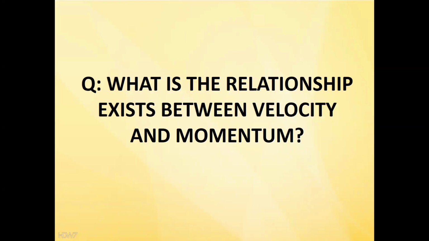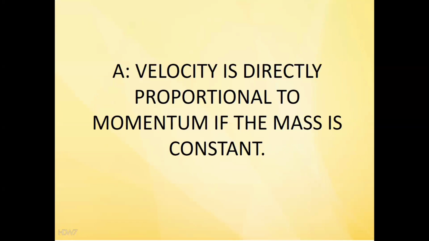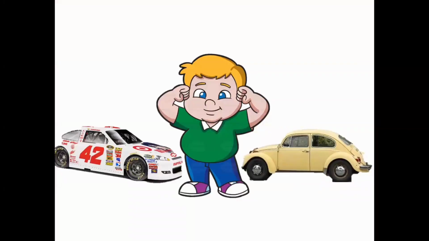Now, what is the relationship that exists between velocity and momentum? Velocity is directly proportional to momentum if the mass is constant. On this picture, we have a race car on the left side and an old car on the right. Assuming that they have the same mass, since the race car moves with greater velocity, it will have a greater momentum. If these two cars collide, the old car would have a greater damage, since the race car has a greater momentum.